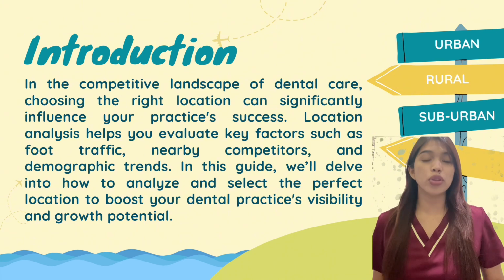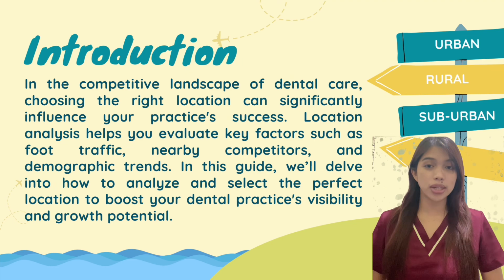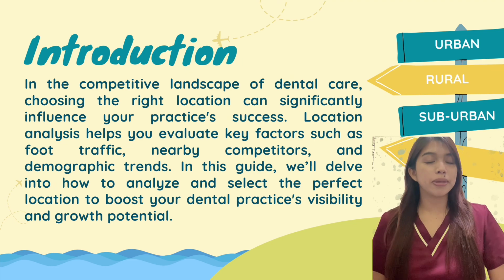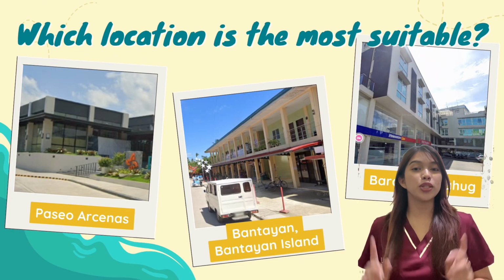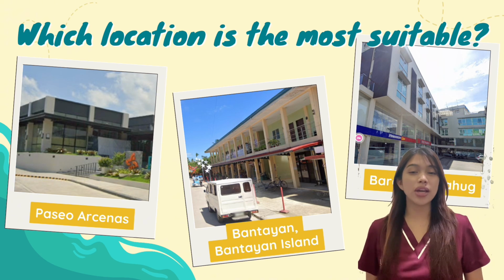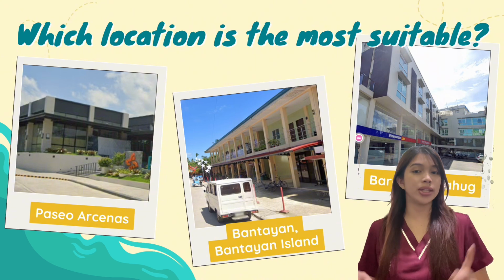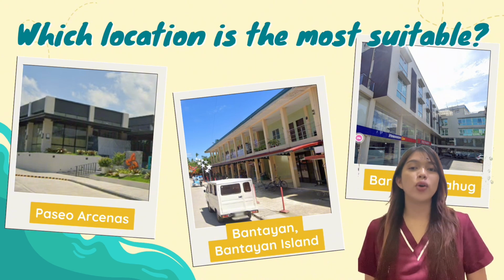visibility and growth potential. And for this presentation, we'll focus on the 3 chosen locations from urban, suburban, and rural areas. So the question is, what location is the most suitable? So here we are to find if it's either in Paseo Arcenas, Bantayan Island, or in Barangay Lahu.